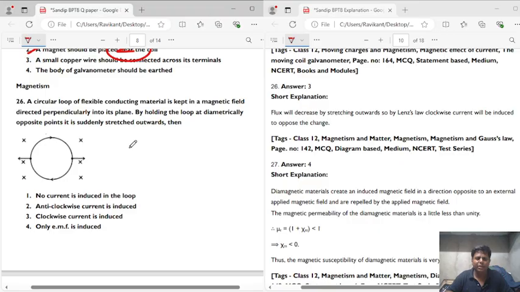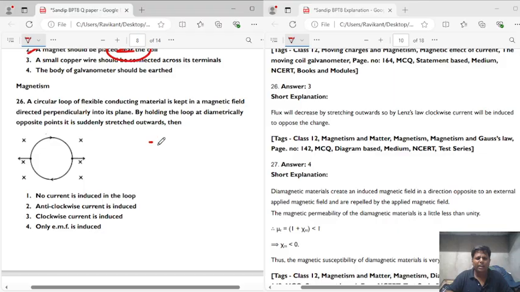Alright, the magnetic fields are into the plane. By holding the loop at a diametrically opposite point, it is suddenly stretched outwards. Then, see, if we are stretching this loop outwards, what will happen? The area of cross section will decrease.